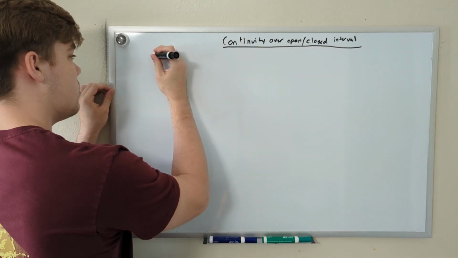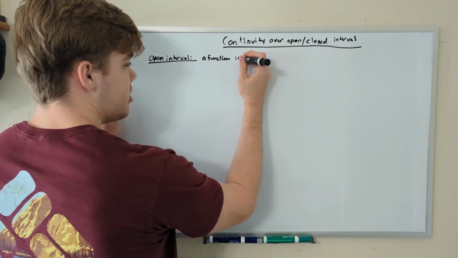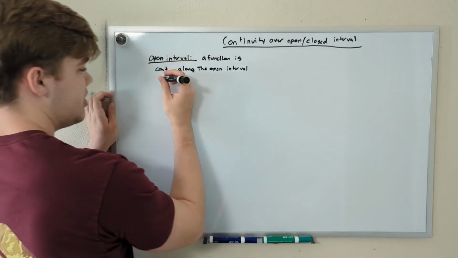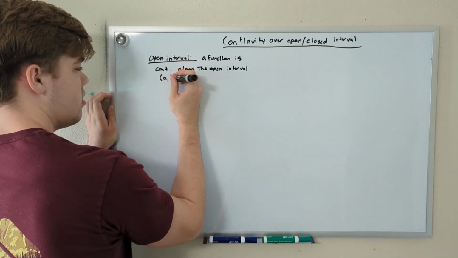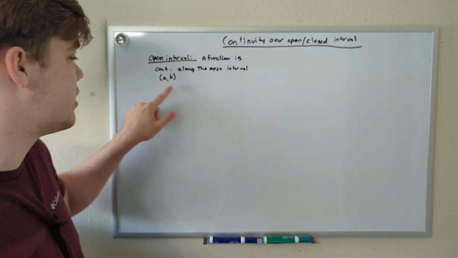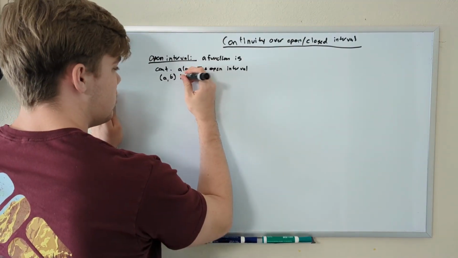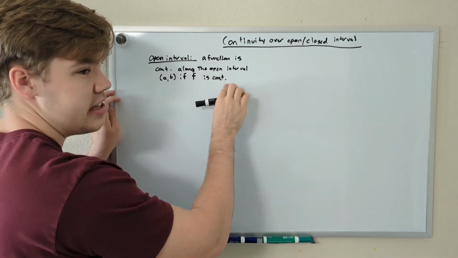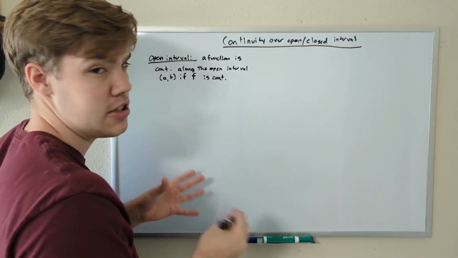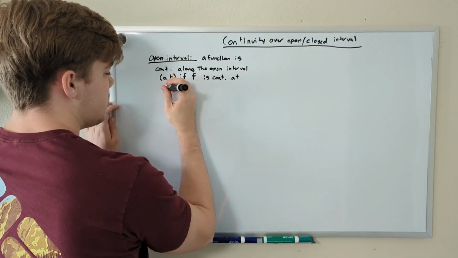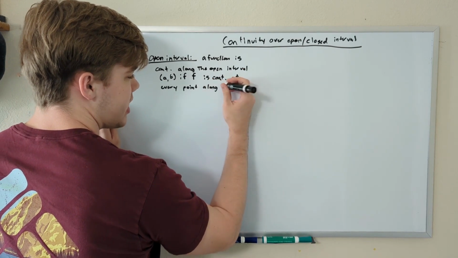First of all, the open interval. A function is continuous along the open interval represented by a, b with parentheses. This will be important when we talk about the closed interval. The open interval is with parentheses. If f is continuous, by the way, cont. with a dot just stands for continuous, shortened because it's a long word. If f is continuous at every point along a, b.